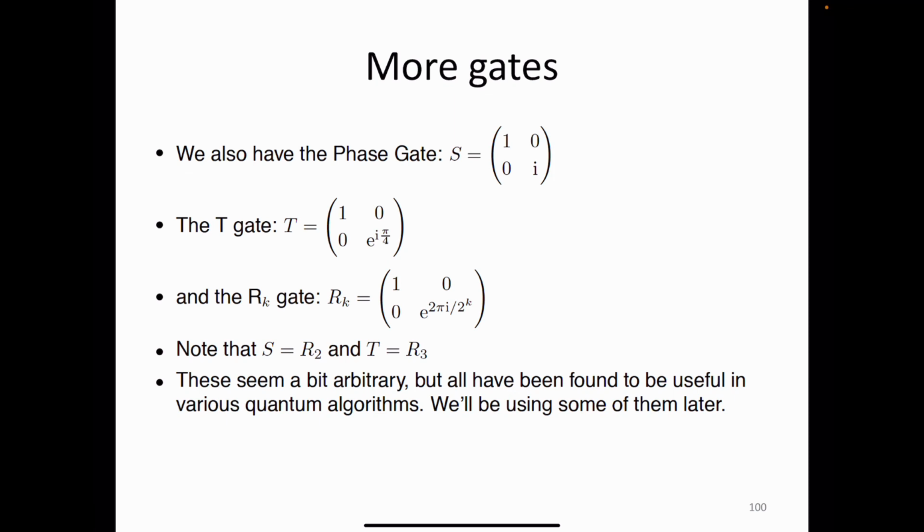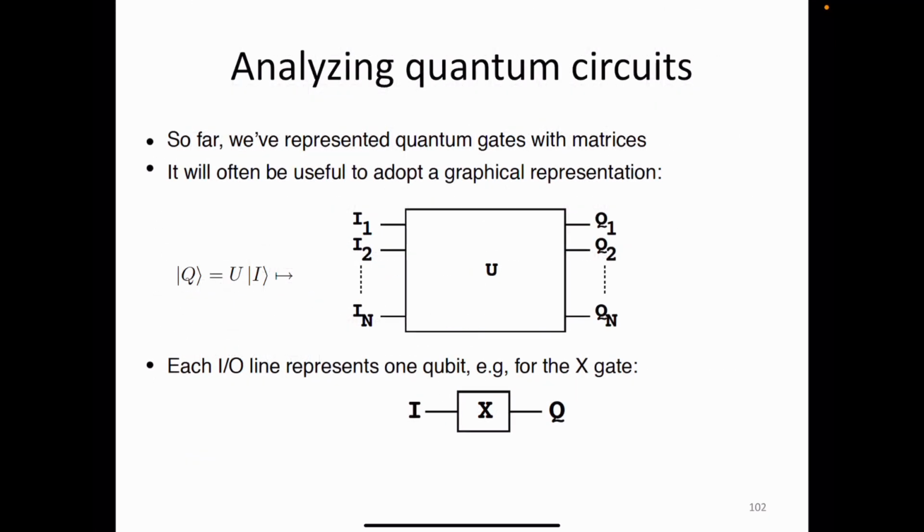A couple more gates are the phase gate S, which you will encounter a couple of times, then the T gate, which also applies a rotation here, and another, the RK gate, a rotation. And these seem a bit arbitrary, but they will be useful in various quantum algorithms, so we'll be using them later.